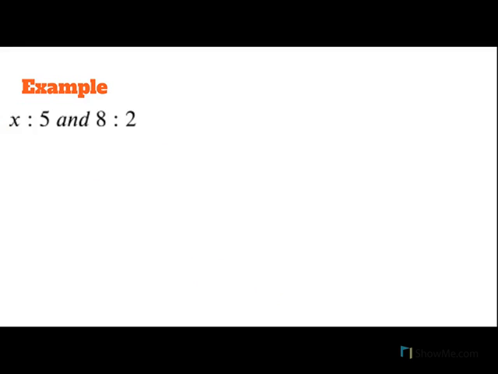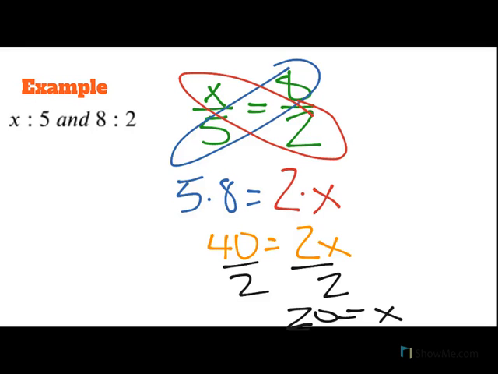So why don't you take a look at this one. The first thing we would do is set this up as our proportion, and then try and solve. See if you can do this one on your own using the cross products. All right, if I do my cross product, I get 5 times 8 would equal 2x. Divide by 2, 40 divided by 2 gives me 20, which is my answer.